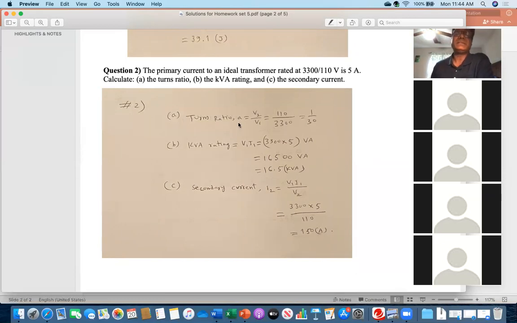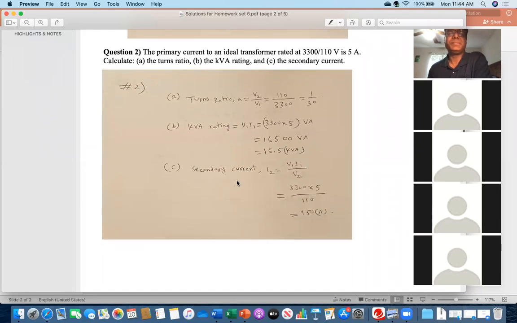So the turns ratio, as you know, is V2 over V1. Many of you have done V1 over V2, and that is also fine. I just kept that format, which gives 1 over 30. Then the kVA rating is V1 I1 or V2 I2, and it is the same. In this case I chose V1 I1 because the primary current was given initially, so V1 multiplied by I1. In terms of kVA, that is 16.5.